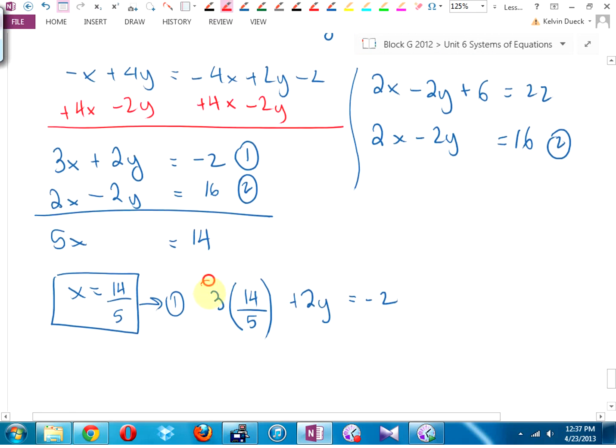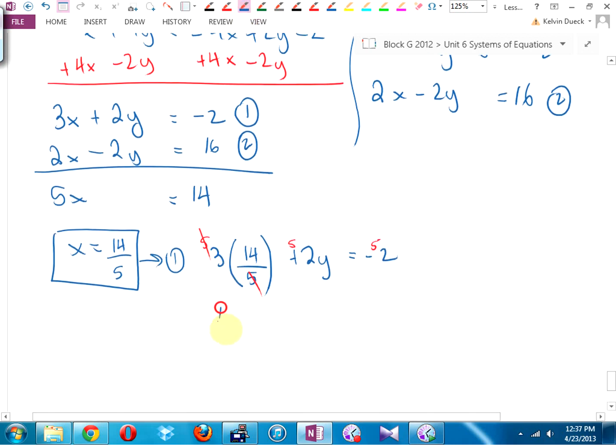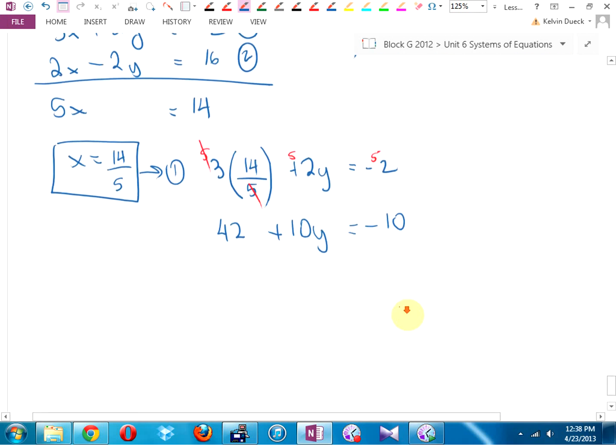I'm going to go times by 5, times by 5, times by 5, because the 5s will cancel. I'll get 42 plus 10y equals negative 10. Now what? Subtract 42 from both sides, so negative 52. y equals negative 52 over 10, which is really negative 26 over 5.